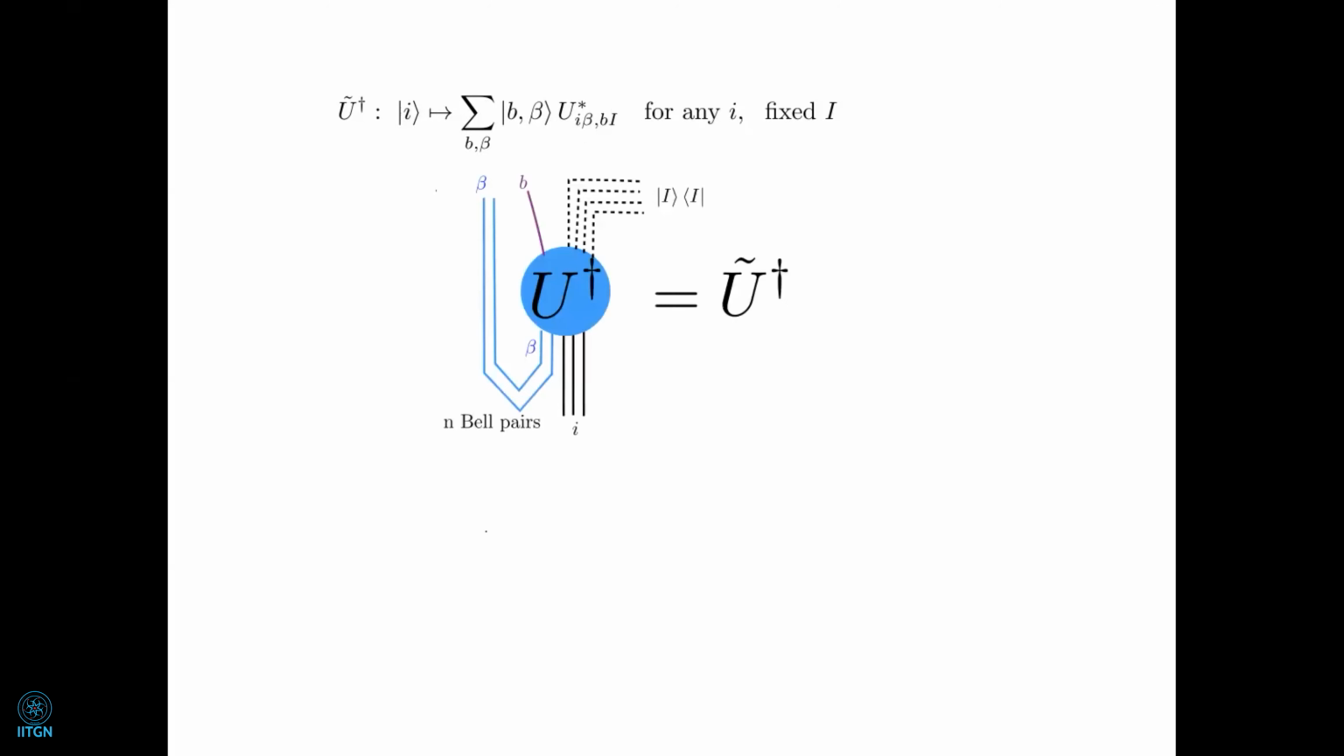Let's ask the question: how do we apply this operator U-Twiddle dagger? Here is what we want to do. We start from S minus n qubits in state I. We want to map it to a state like this. And this U depends on the initial state I. Here is the tensor network. Here is our initial state, S minus n qubits.